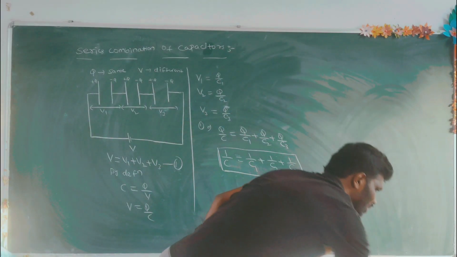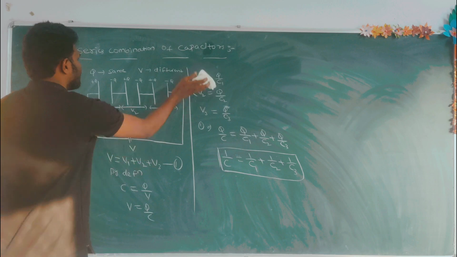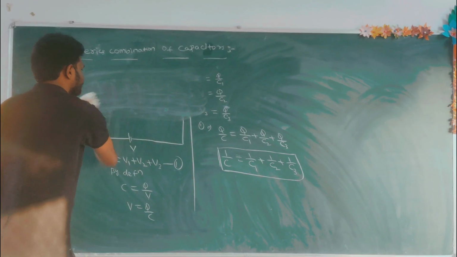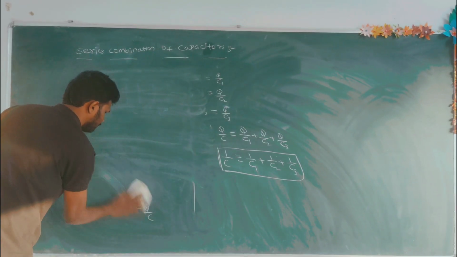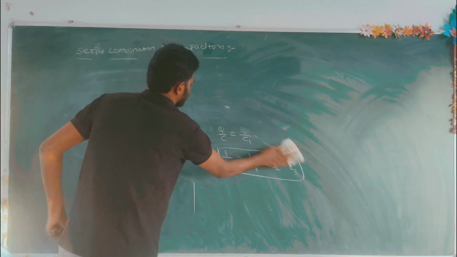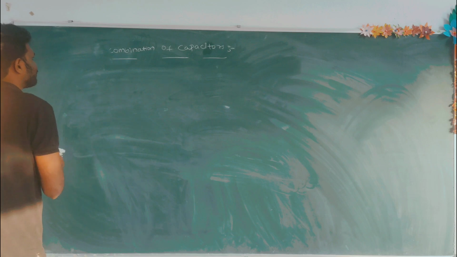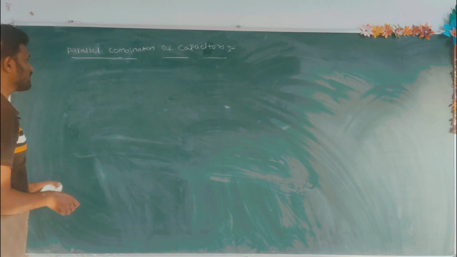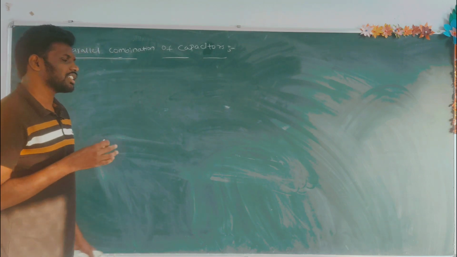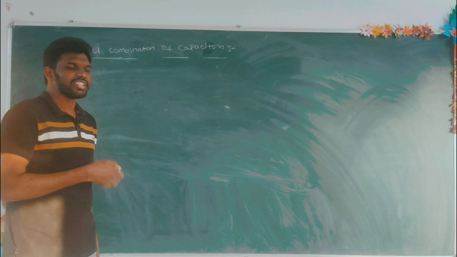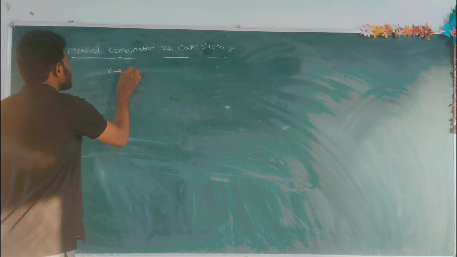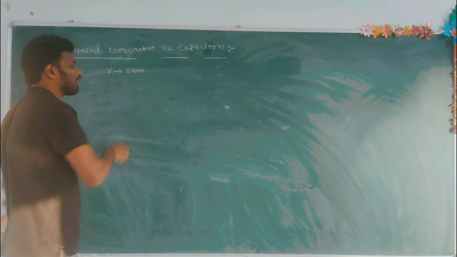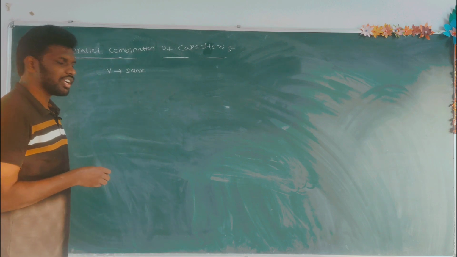Next we will see parallel combination of capacitors. What is parallel combination? If a number of capacitors are connected in such a way that the potential difference is the same, such a type of combination is known as parallel combination of capacitors.